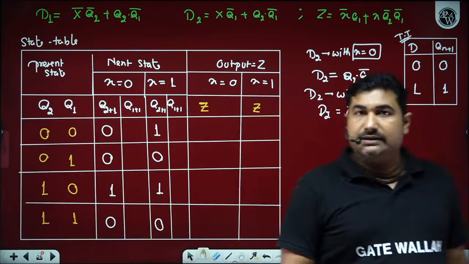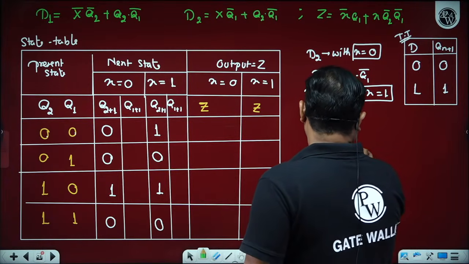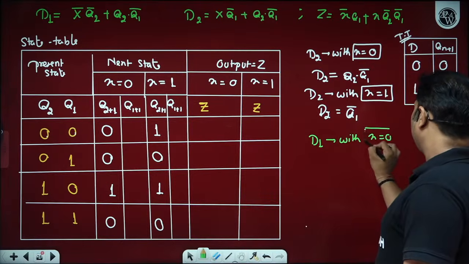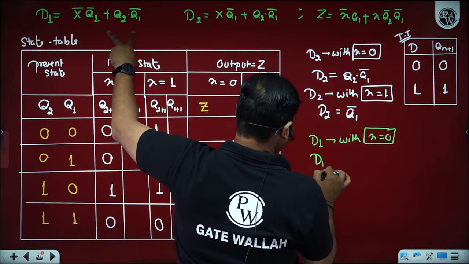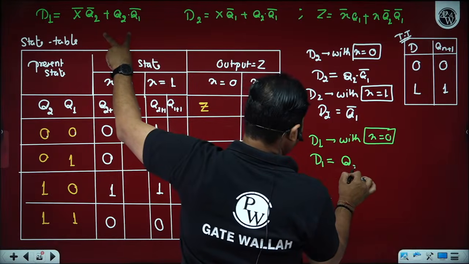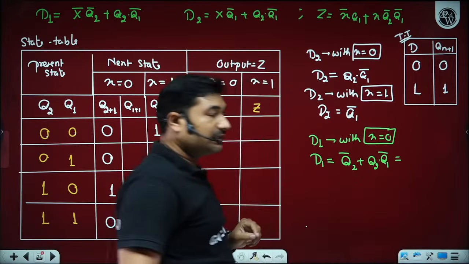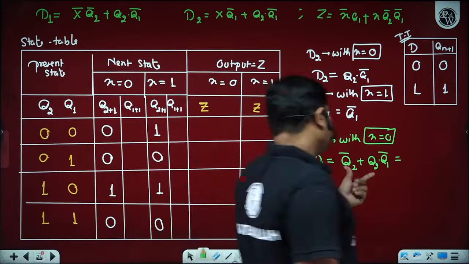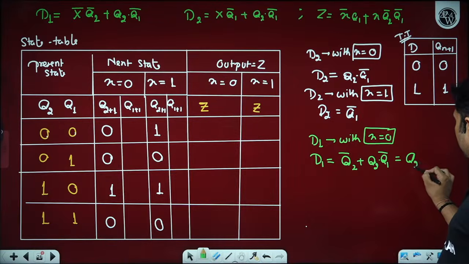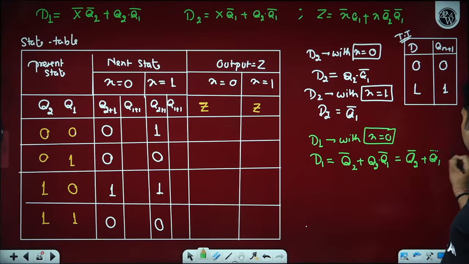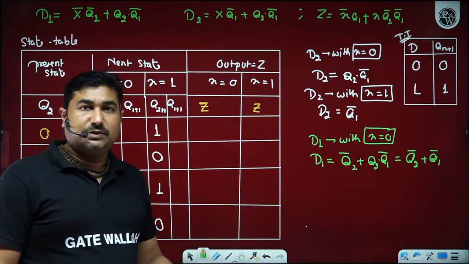In the same way, you can observe D1. D1 with x equal to 0: if you observe D1 with x equal to 0, you will get D1 equal to Q2 complement plus Q2 Q1 complement, which can be further simplified by using the distribution theorem. You can write Q2 bar plus Q2 dot Q2 bar plus Q1 bar. So Q2 bar plus Q1 bar. Is it okay? That indicates Q2 Q1 whole complement. Is it okay? Yes, sir.